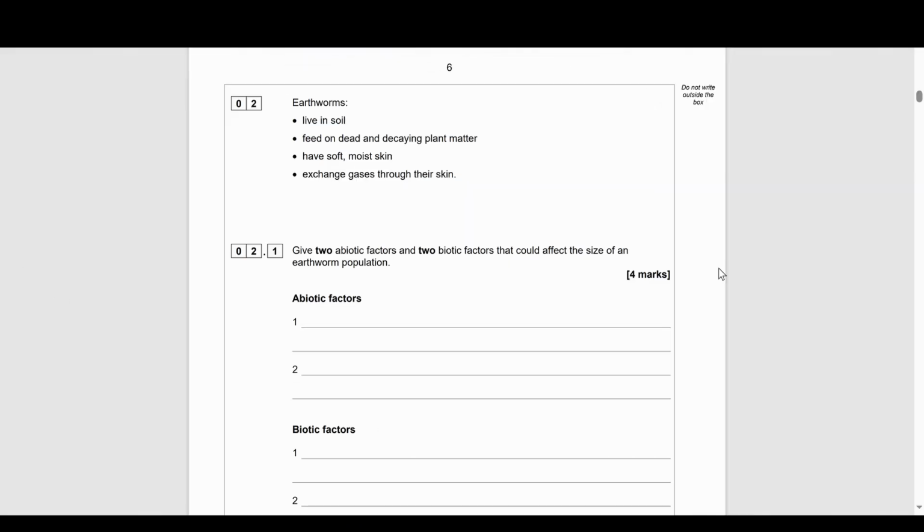Question 2. Earthworms live in soil, feed on dead and decaying plant matter, have soft, moist skin, and exchange gases through their skin. Give 2 abiotic factors and 2 biotic factors that could affect the size of an earthworm population.